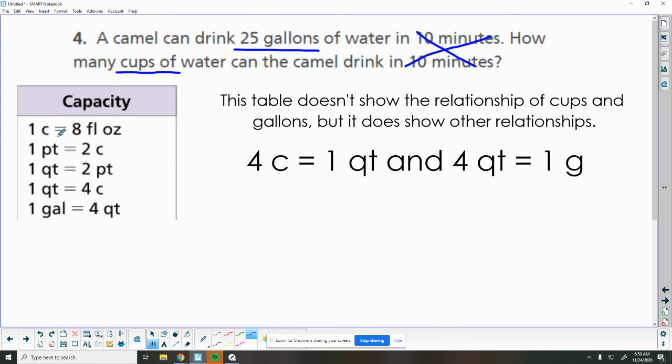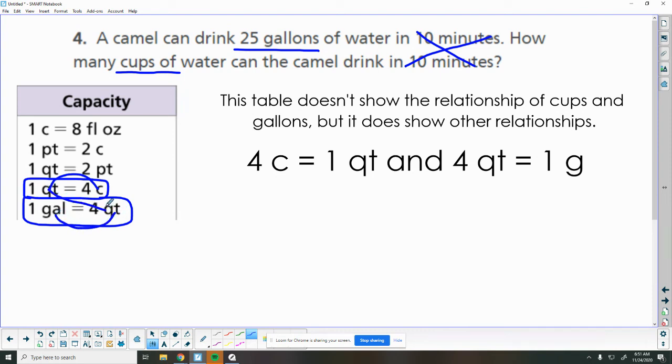So here I can see cups, but that changes it to ounces. This one is cups to pints, quarts and pints, quarts and cups, gallons and quarts. So this table does not show us the relationship of cups and gallons, but it does show us other relationships here. It tells us that 1 quart is 4 cups, and then it tells us 1 gallon is 4 quarts. So 4 cups makes a quart, 4 quarts makes a gallon.